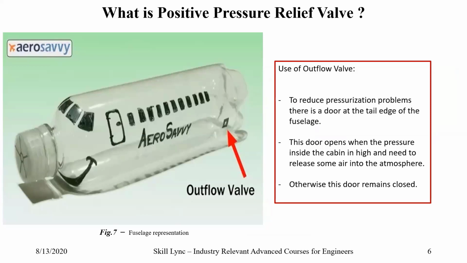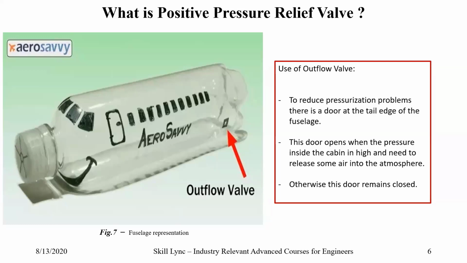And you have a tiny door at the bottom or the tail end of the aircraft. That is called the outflow valve. It is like a door. When the pressure inside the body of the aircraft is very high and it has to be released outside, this door or the outflow valve will open up. A little air will be released and then it is closed. That is the main purpose of the outflow valve.